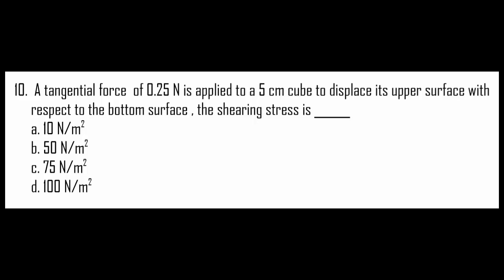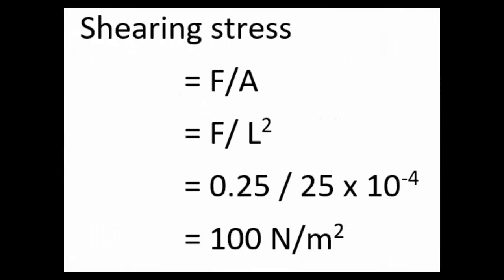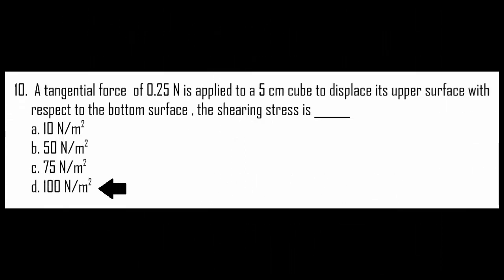Question number 10. A tangential force of 0.25 Newton is applied to a 5 centimeter cube to displace its upper surface with respect to the bottom surface. The shearing stress is. Shearing stress is internal restoring force per unit area, that is force upon area. And since it's a cube, the surface area of one face is its length square. Substituting the values, the answer is 100 Newton per meter square.